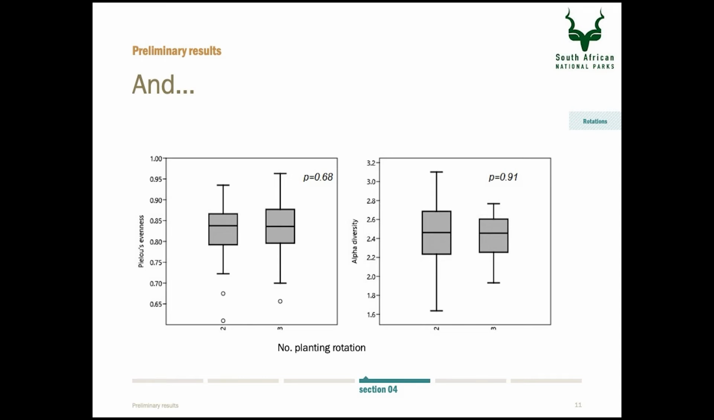If you look at species evenness, it actually improved over time, although the increase was not significant. And then you also look at alpha diversity, it declined. But if you look at the data much more deeply, you find that the decline was actually due to changes in herbaceous plants declining. So it's not actually due to the planting rotation or the pine species that were planted.